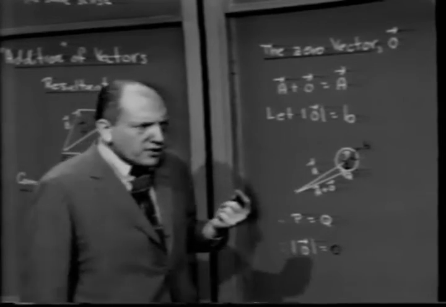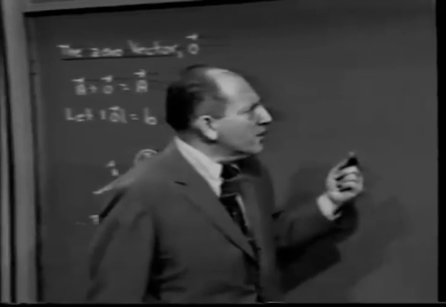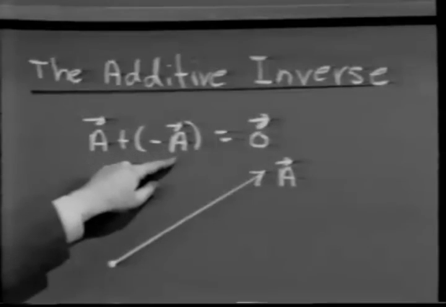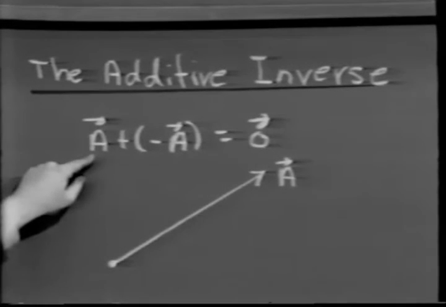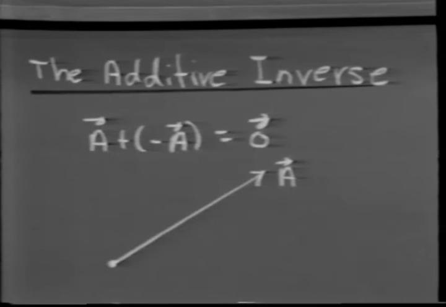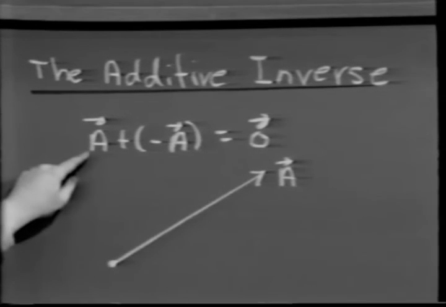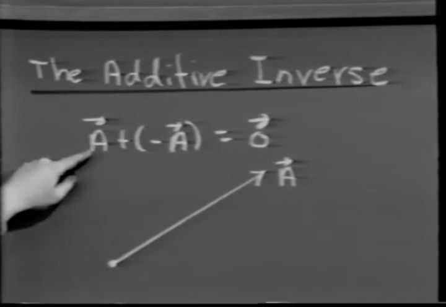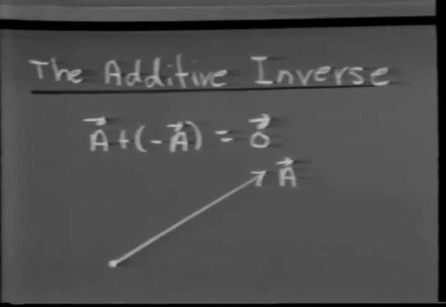The same is true, for example, about the additive inverse. Remember, in ordinary arithmetic, the additive inverse meant what? The number that must be added to the given number to give the number 0. In vectors, we should define negative a to be the vector which, when added to a, gives the 0 vector.